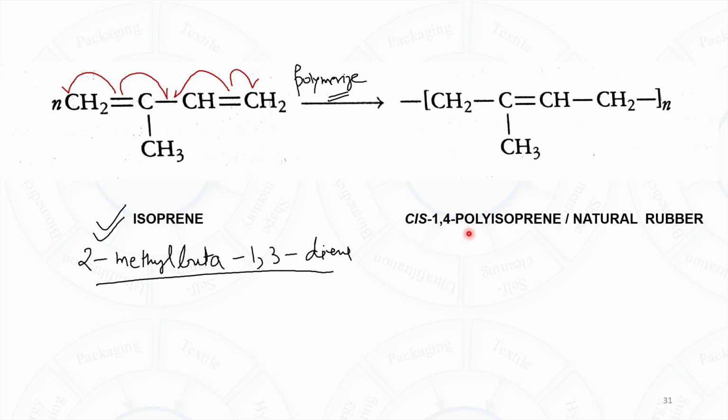So what is the meaning of cis? Cis means two identical groups are present on the same side. Please remember, this is something very, very important you need to know. That means this CH2 and this CH2 are present on the same side. Please remember, this is very, very important. And so this is the natural rubber.